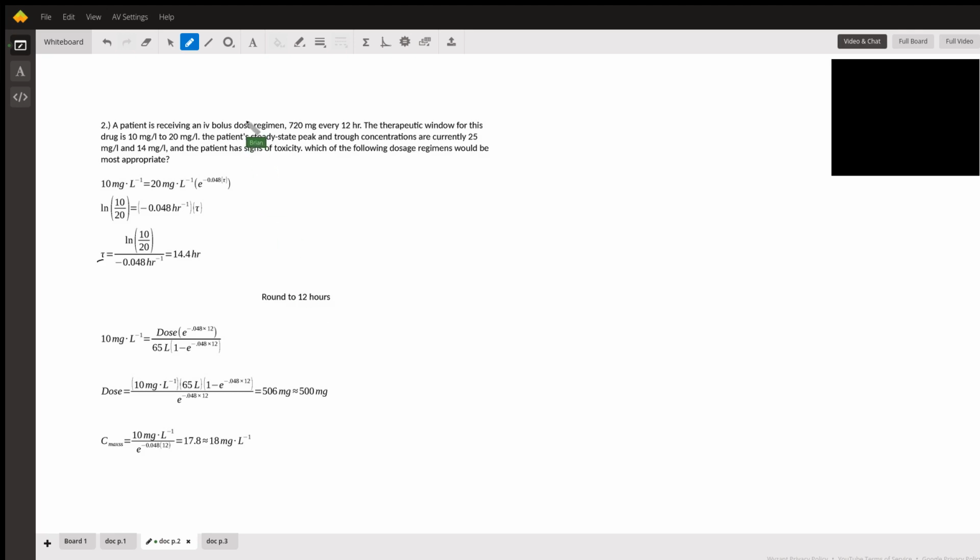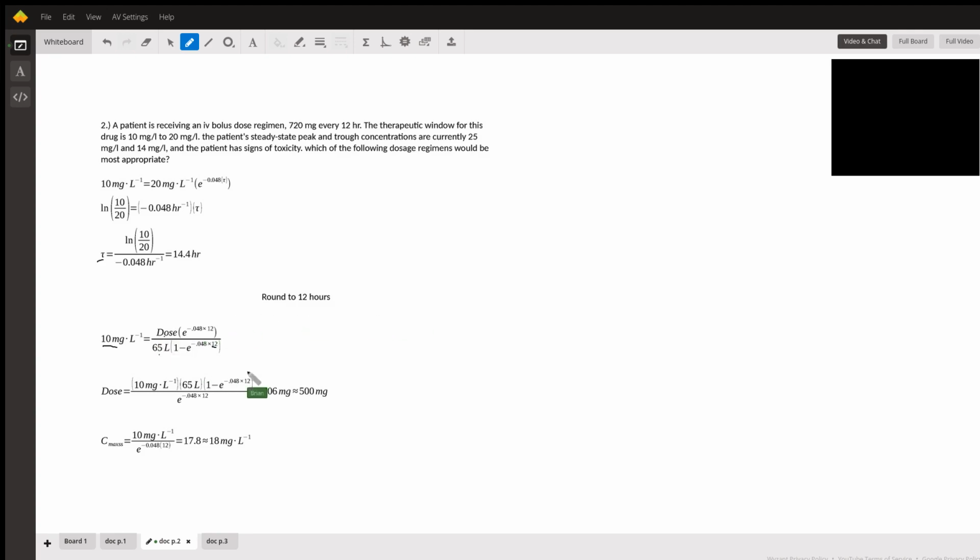So using 12 hours as my dosing interval, I'm now going to solve for dose. And this equation here is just C min steady state equals C max steady state, which is dose divided by volume of distribution, times e to the negative kt divided by 1 minus e to the negative k tau. T and tau are the same here because the dose is being assumed to be given immediately after a trough or a C-min concentration is obtained.